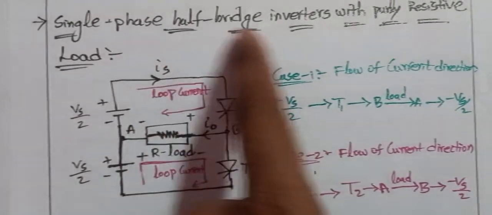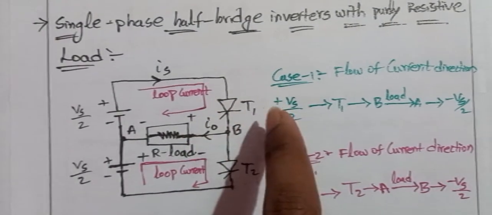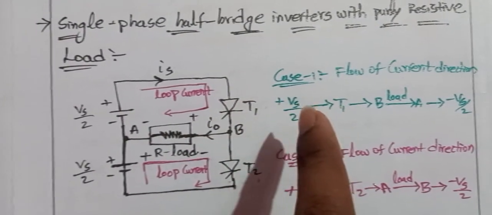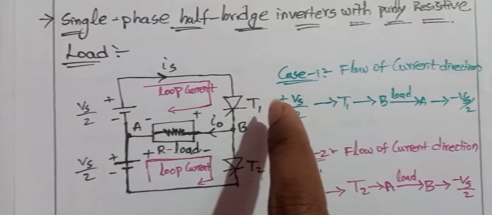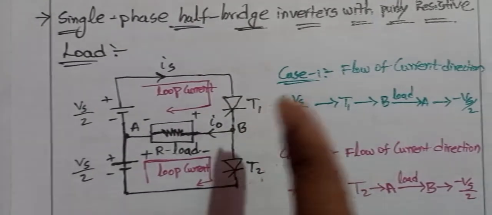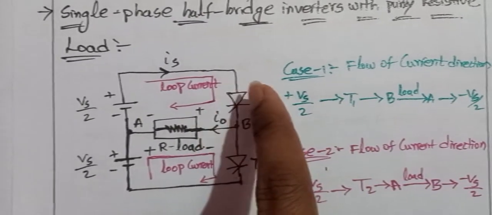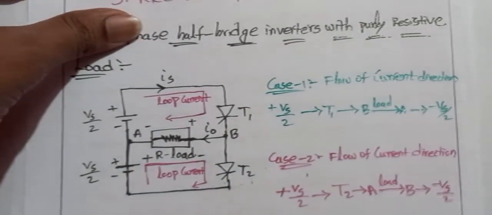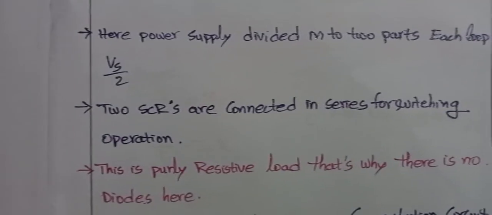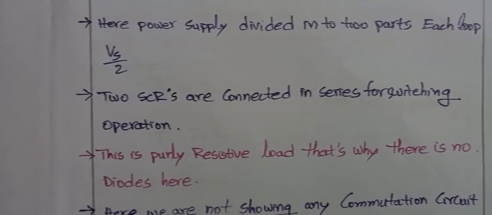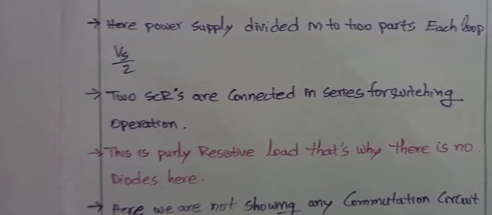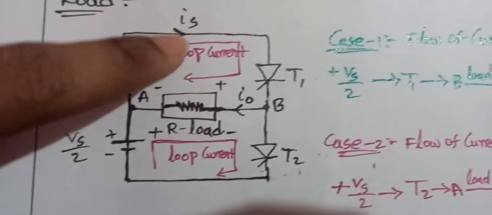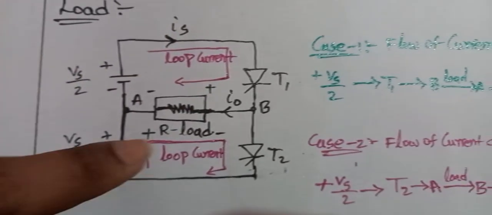So right now for a purely resistive load, there is no use of those diodes, so I have completely removed the two diodes. Here we have only two thyristors in this operation. The power supply is divided into two parts, and each loop has Vs by 2. So in this loop Vs by 2 and in this loop also Vs by 2.